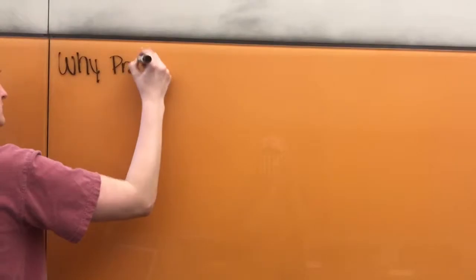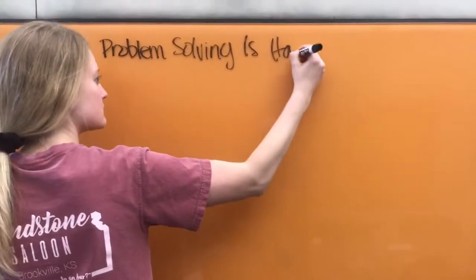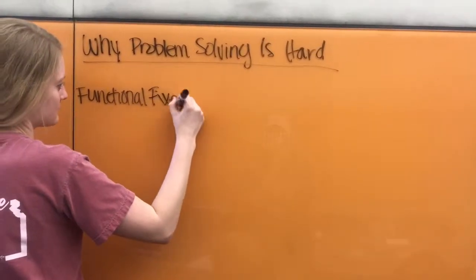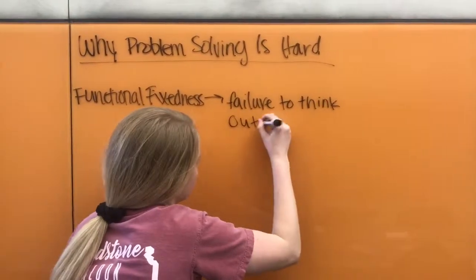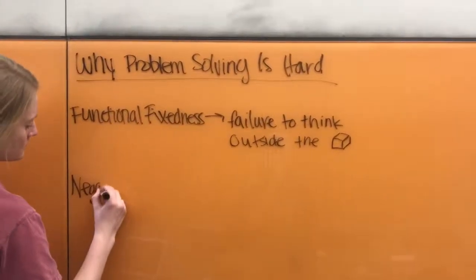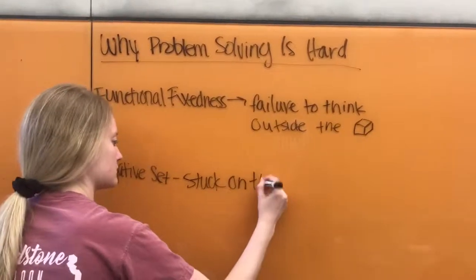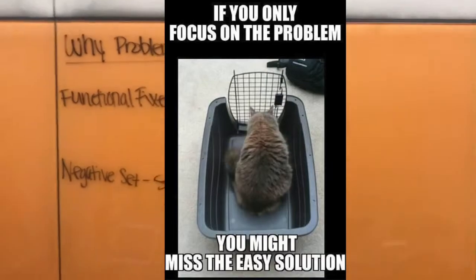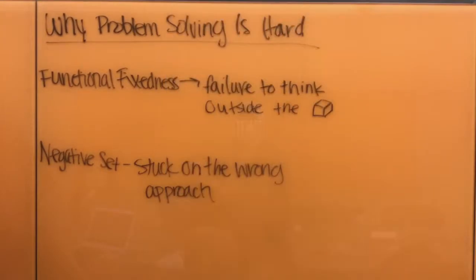Now let's talk about why problem solving is hard. There are 2 major difficulties that people encounter when trying to solve a problem. The first is functional fixedness, which is the tendency to only use objects for their intended use. In other words, a failure to think outside the box. The second difficulty is negative set, which is a tendency to solve problems in a specific way or get stuck in a single approach. If you are stuck on only one way to solve a problem, but that way is wrong, you will not be able to figure out the solution.